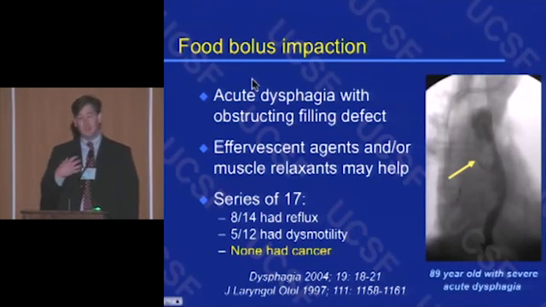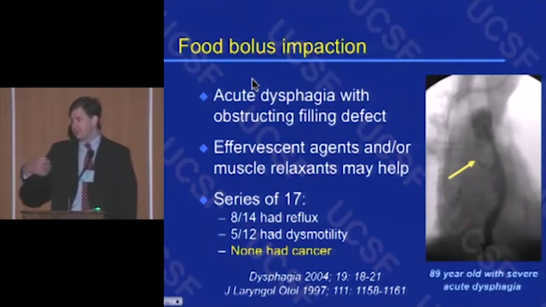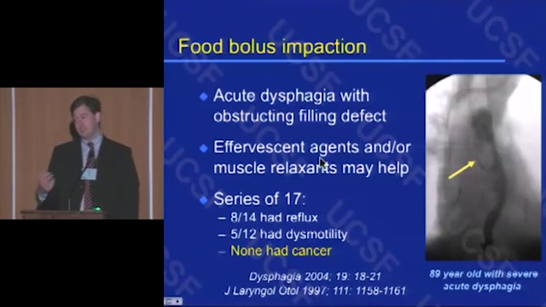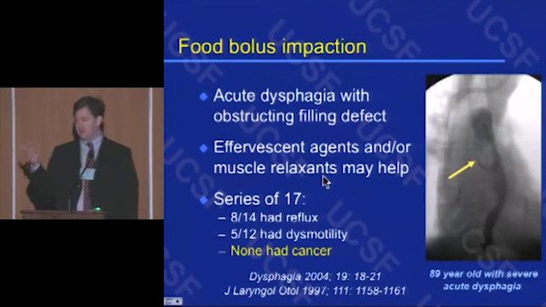Sometimes the reason they'll come to us is that the fizzies that we give them for their upper GI examination actually help the food get through. So sometimes it's actually a curative measure too. In one interesting study of 17 patients presenting with food bolus impaction, the most common causes were reflux and dysmotility, but none of them had cancer. So if you see this, you have to think of reflux or dysmotility, but not cancer.